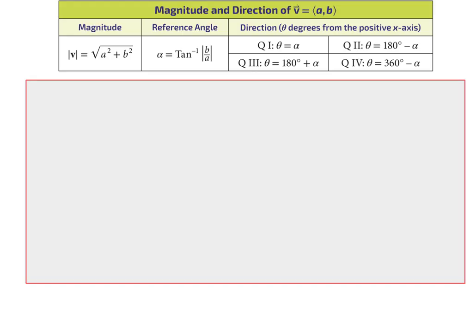All right, so magnitude and direction. This is given the vector in component form. So you'll notice at the top of these formulas, you have a little v with a little vector notation, and then you have your notation in standard form, okay?